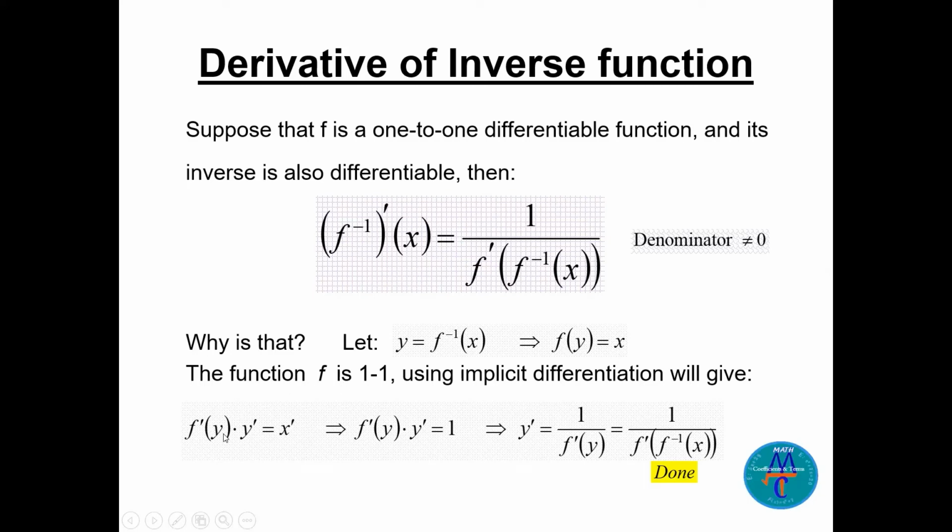It will be f prime of y times y prime, because y is a function of x, times x prime. See, x prime here, the derivative of x, is 1. So y prime will be 1 over f prime of y. Now what is y? y here is f inverse of x. So y prime will be 1 over f prime of f inverse of x. So just remember this rule here, and remember also the denominator cannot be 0. Let's see here 2 examples on this idea.